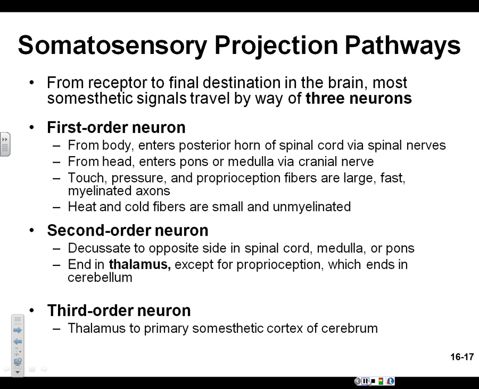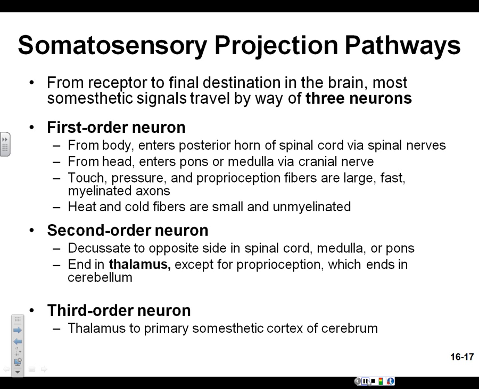Now, we talked about first, second, and third order neurons. First order, this is when it enters the posterior horn of the spinal cord, coming from the periphery of the body. It can enter from the head, pons, and medulla via your cranial nerves. Touch, pressure, and proprioception fibers are large. They are fast, myelinated fibers, which allows them to conduct at a very quick rate. Heat and cold fibers are small and unmyelinated, so they tend to be longer lasting.